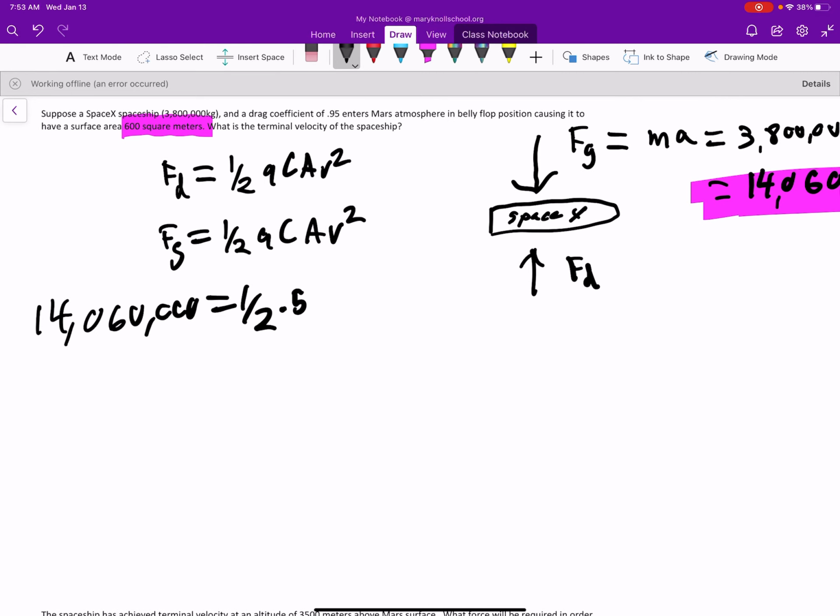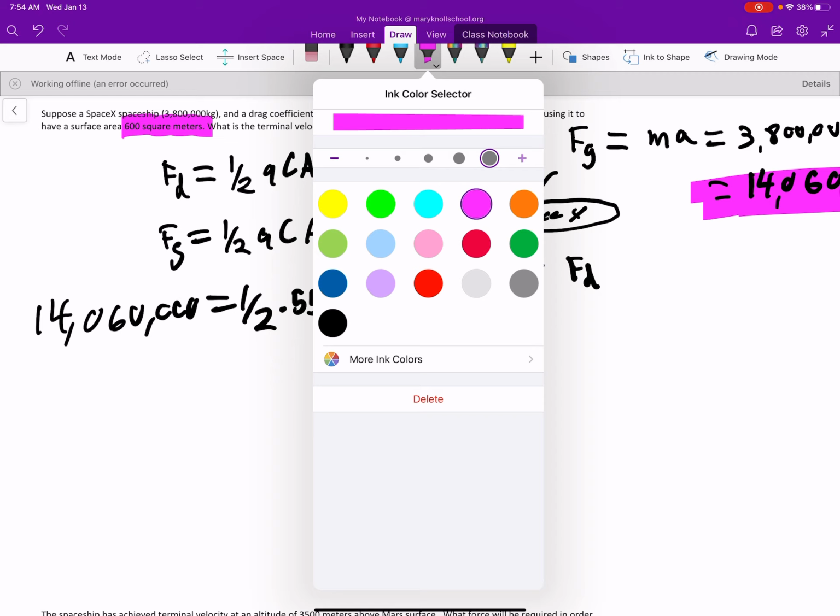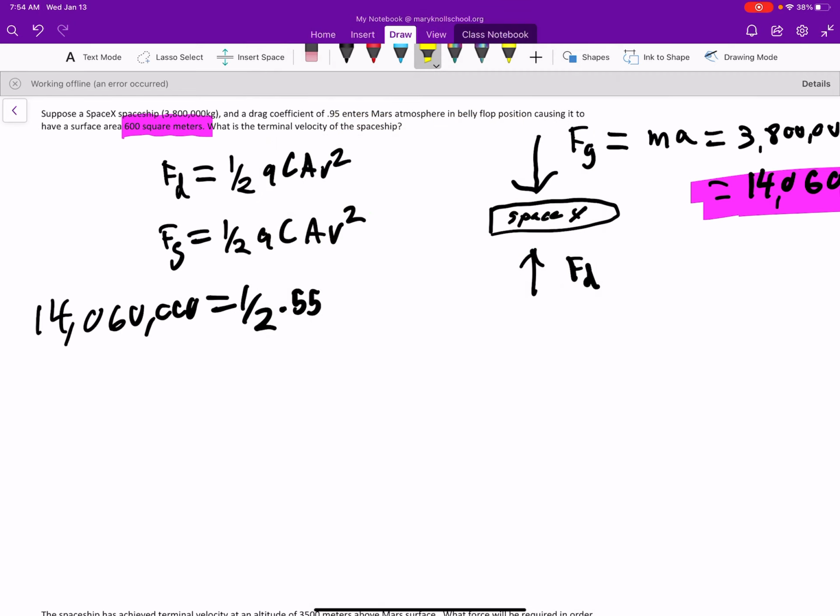So 0.55, and now we're looking for the C value, or the drag coefficient. What is that? Well, it's right here. They just give it to us in the problem. Okay, so then we multiply it by 0.95, and then the area, we already talked about that one, that's 600. And then finally v squared. So that's what we're solving for.